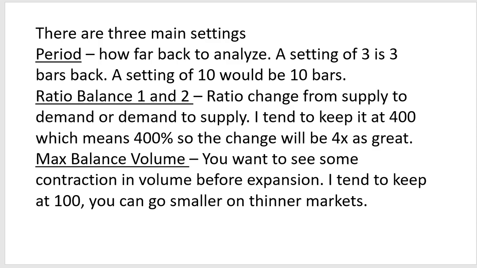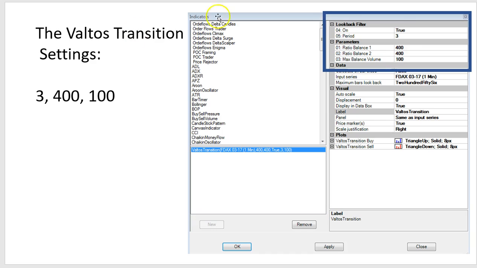Let me explain what these settings are. The first is how far back to analyze. A setting of 3 is 3 bars back, a setting of 10 would be 10 bars back. So if you change the setting to 3, it's just going to use its analysis over the last 3 bars. Now, with order flow, it's very rare that I really look back 10 bars, 20, anything more than 25 bars.